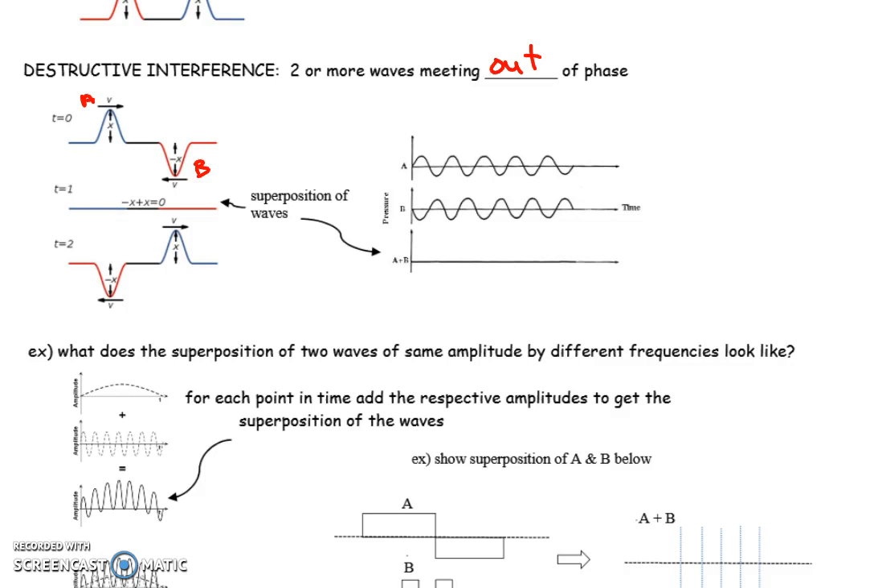And when they meet right here, there's no wave anymore. They completely cancel out because they had the same amplitudes. If this was a positive 3, this is a negative 3.